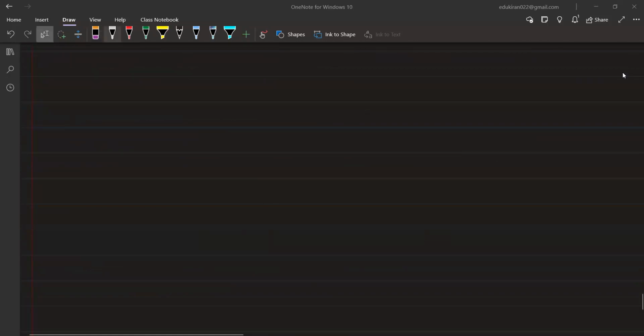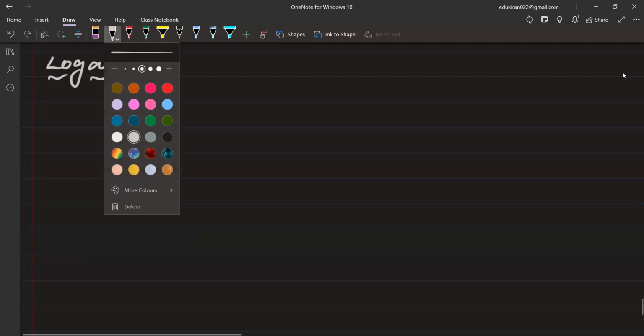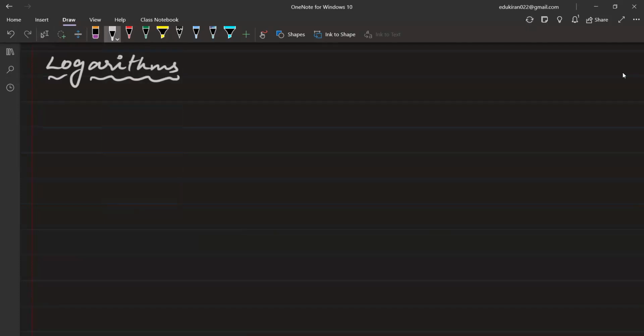चलिए, ठीक है, logarithms. Logarithm is basically, what is logarithm? It is brother of exponents. ठीक है, I will take one example, that is log of 100 with base 10 is equal to 2.